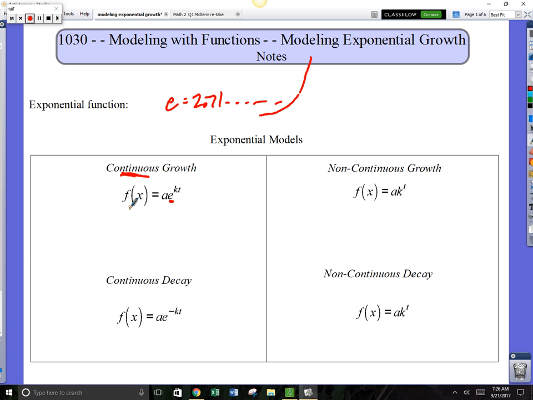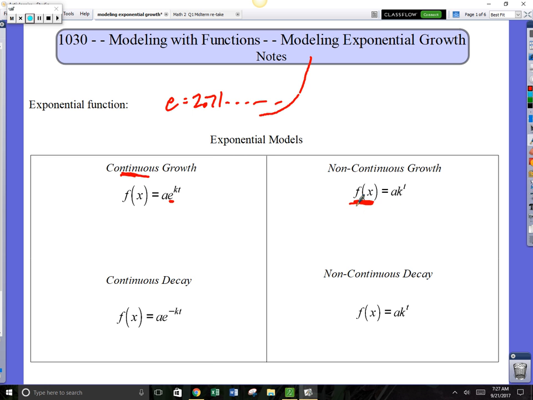That's how much we'll have when it's all said and done. A is your initial amount, that's what you start with. e is that irrational number. k is our rate of growth. It's usually kind of a percent. And t is time. So if it is continuously decaying, the function is the same except your rate of growth will be negative.